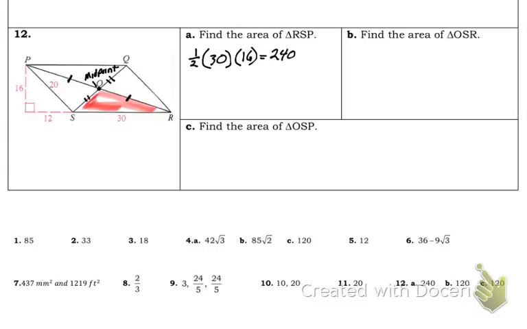So this segment right here that connects our midpoint cuts our triangle right in half. So if the area of the big triangle is 240, the area of this one is going to be 120. Which means OSP is the top half, which also has to be 120, because 120 plus 120 equals 240. So both of these should be 120. You sure? Yeah. Okay.